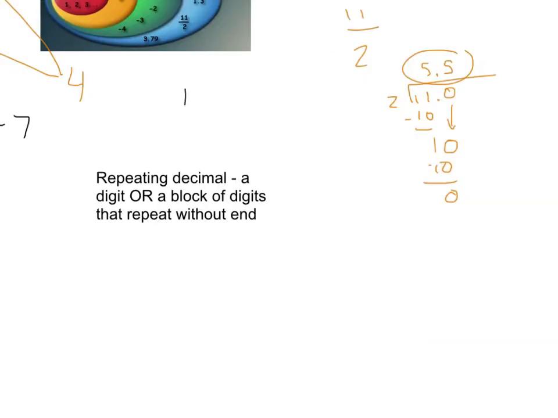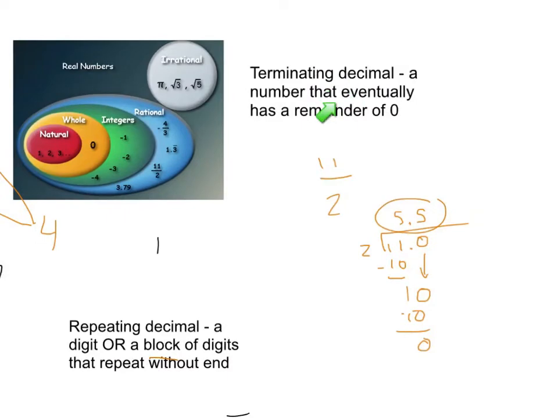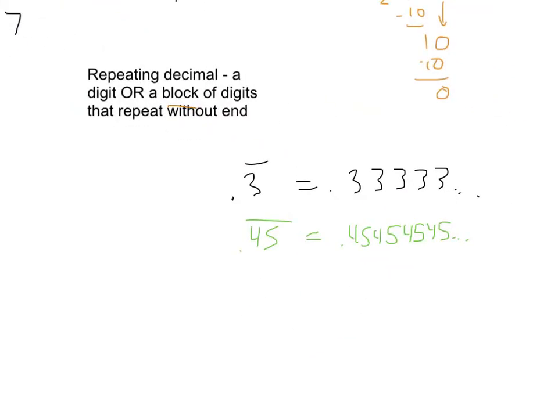Now the other kind of decimal we have that is a rational number is a repeating decimal. A repeating decimal is a digit or a block of digits that repeat without end, such as 0.3 repeating. Why? Because that really means 0.33333, so on and so forth, right? Another example would be 0.45 repeating. What does that mean? It means 0.45454545, so on and so forth. You get the idea. So both terminating decimals, decimals that end, such as 5.5, and repeating decimals are rational.